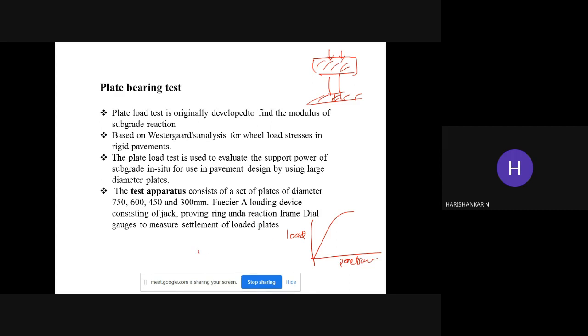You can find the K value. K value means modulus of subgrade reaction. The K value, or modulus of subgrade reaction, can be taken as the load corresponding to 0.125 mm penetration. The load corresponding to 0.125 mm penetration can be taken from here. It is known as the K value.